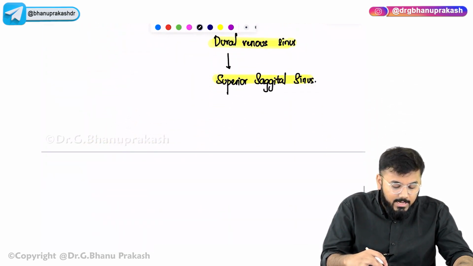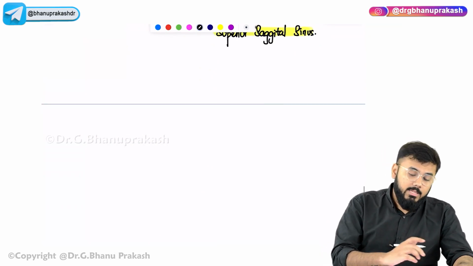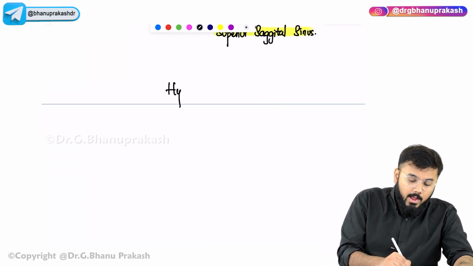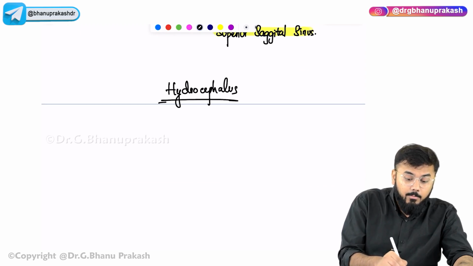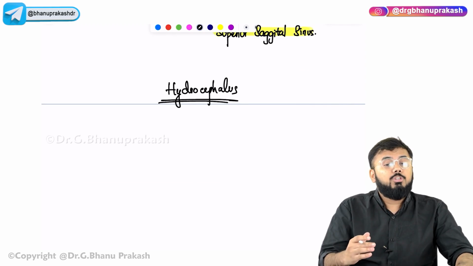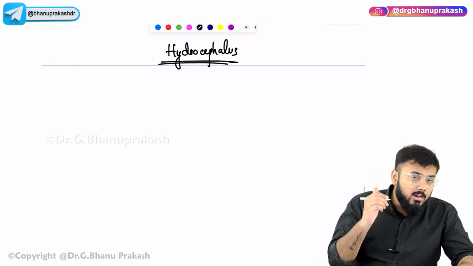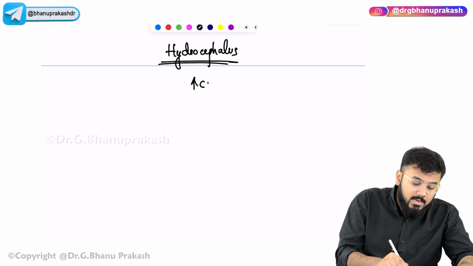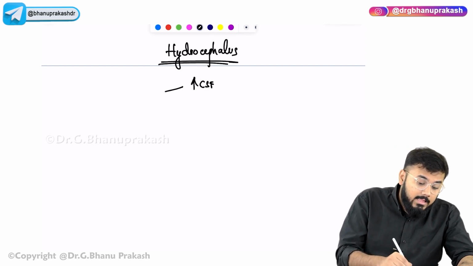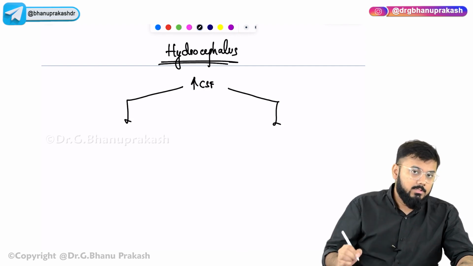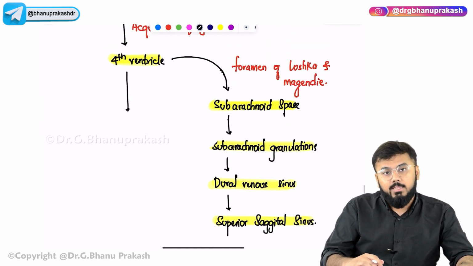Now, what is the clinical importance here? The clinical importance is that there is a condition by name hydrocephalus. Hydrocephalus means accumulation of excess CSF in the ventricles. Now, under what conditions will there be an excess level of CSF? There are two most important things. What are those two things?